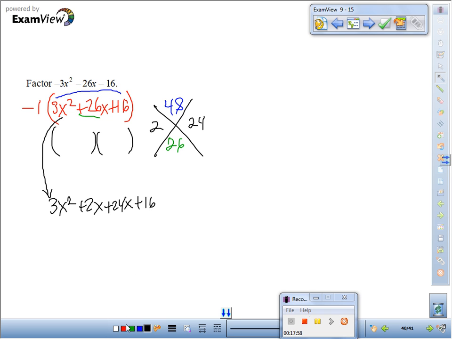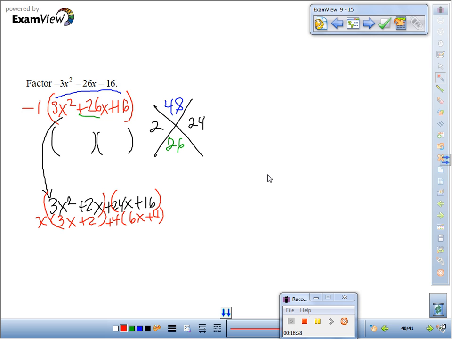Pass it to someone. Jose. Okay. So what's our GCF here? X. And what do we have left? Okay. How about here? 4. It's a plus right there. And what do we have left? Plus 4. Okay. Doesn't that look kind of weird?